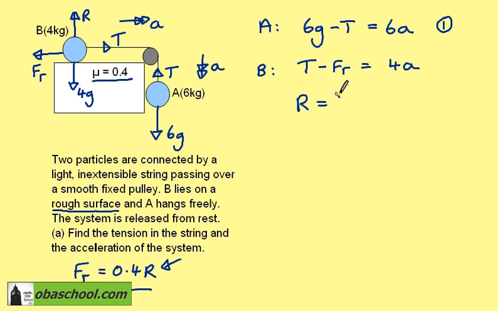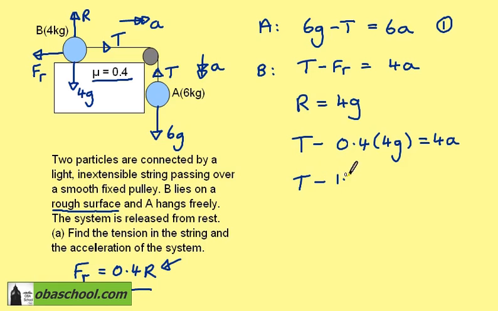and R will be equal to 4g. Since the acceleration is horizontal, the vertical forces must be in equilibrium. So we get that T take away 0.4 times R, which is 4g, is equal to 4a, and tidying this, T take away 1.6g is equal to 4a.